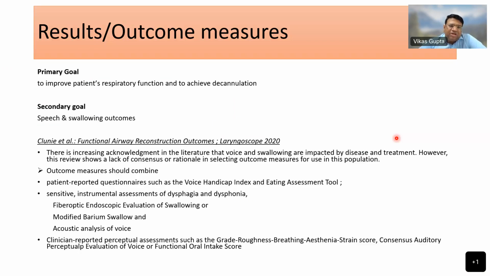Obviously, the primary goal is that the patient's respiratory function needs to be improved. Patient should be off tube, that is to achieve decannulation. Along with that, the secondary goal is that the patient should have good speech and swallowing outcomes. Speech and swallowing outcomes can be measured objectively by using the Voice Handicap Index, Eating Assessment Tool, and then there can be sensitive instrumental assessment for dysphagia and dysphonia like fiberoptic endoscopic evaluation, which is known as FEES, modified barium swallow, or acoustic analysis of voice.